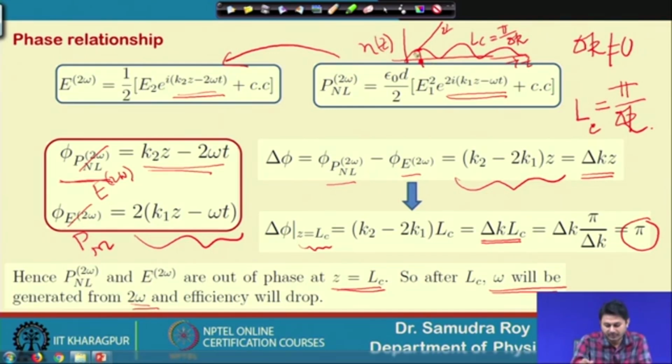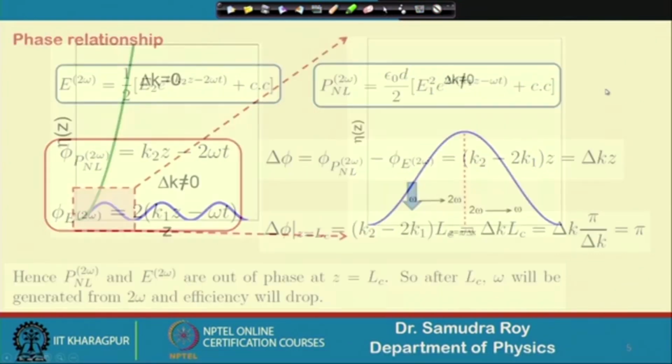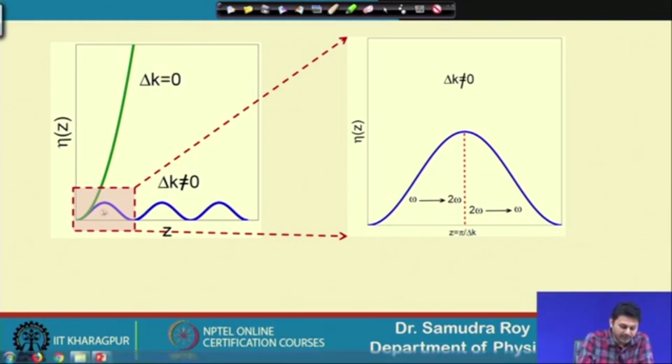So, that is why the efficiency will go down. So, let us go to the next slide to understand the fact. This is the figure, and this figure basically gives you the entire scenario of what is going on. So, here is the efficiency versus z curve, and this is basically the condition.